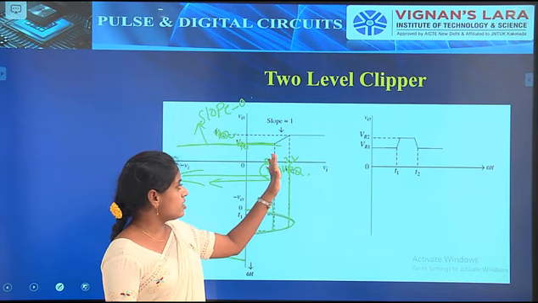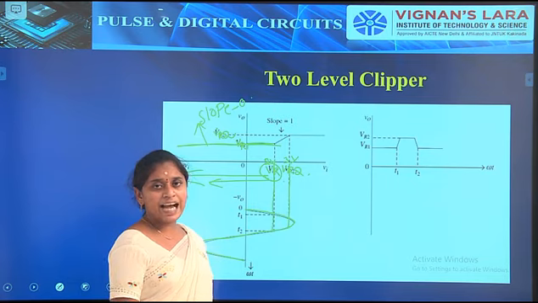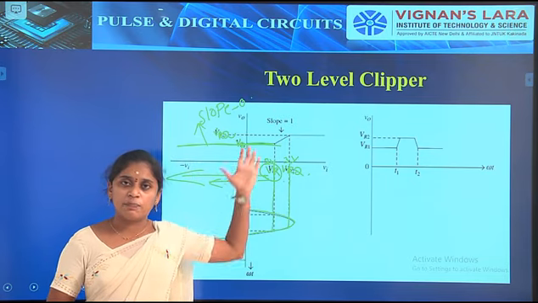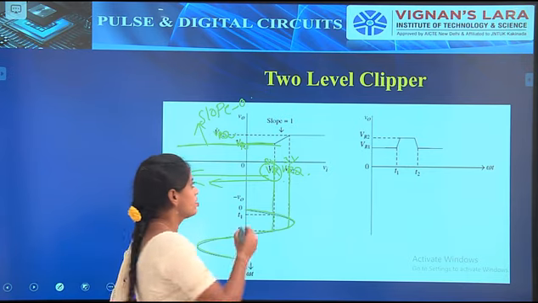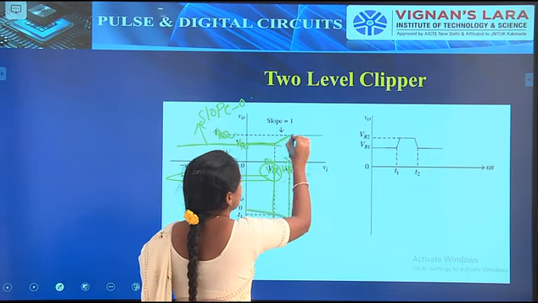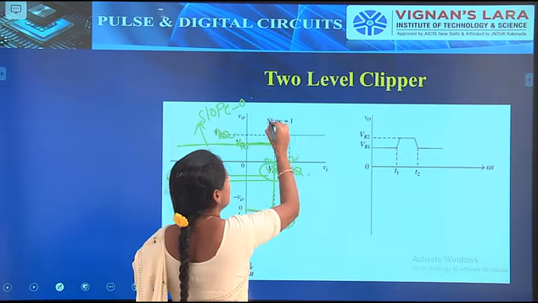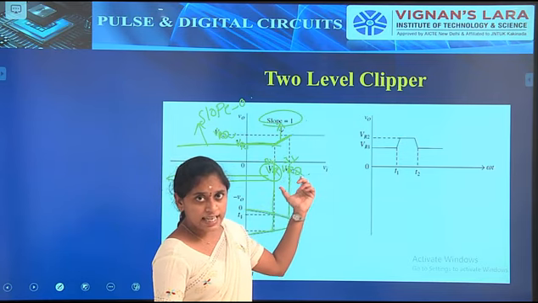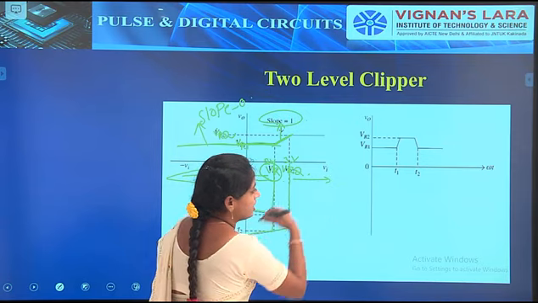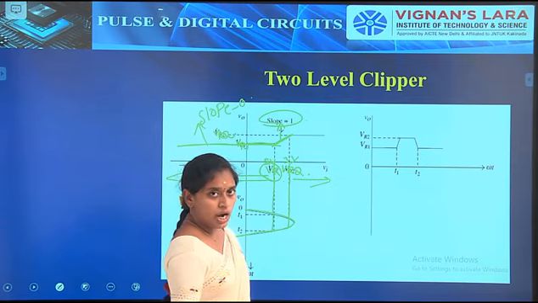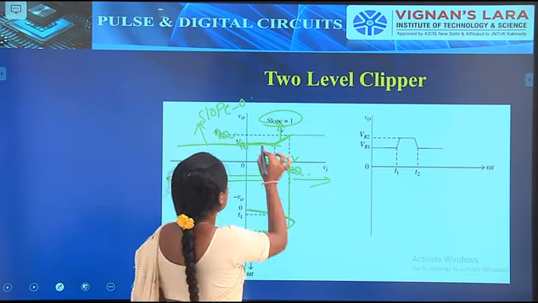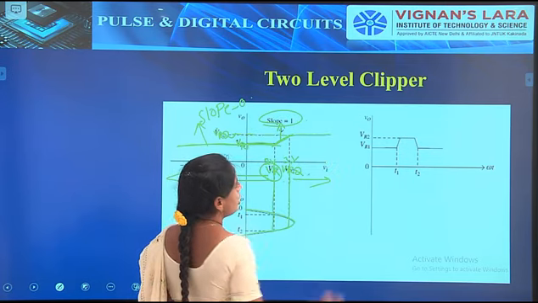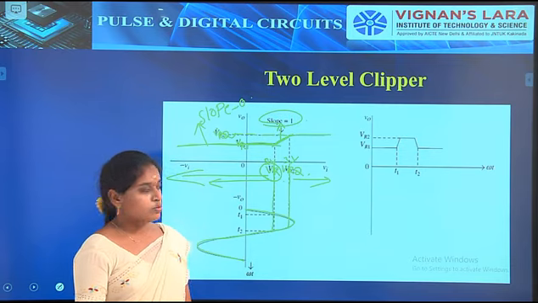The next condition is that V input is in between VR1 and VR2. So the input voltage is in between these two. What happens? The output voltage V0 is equal to V input. So at this time we have to represent it with slope 1. The next condition is the input voltage is greater than VR2, meaning these voltages. At this time the output voltage will be VR2. This one is the VR2 level, and above this level the output will be VR2. So this is the condition.